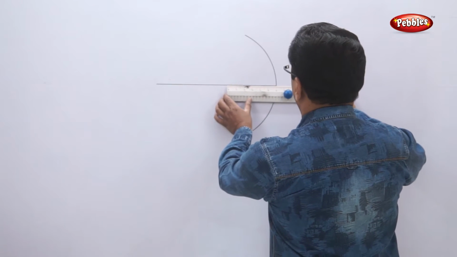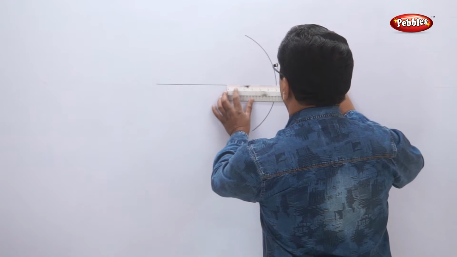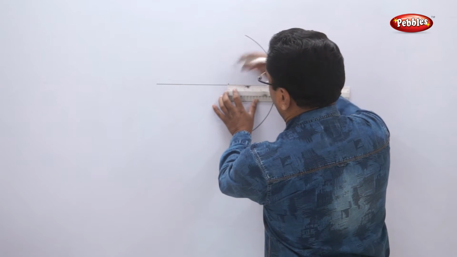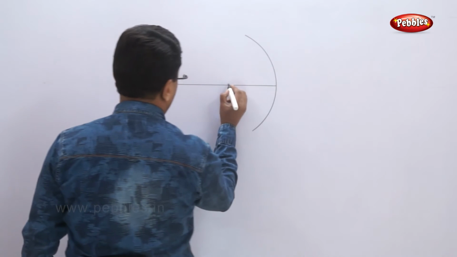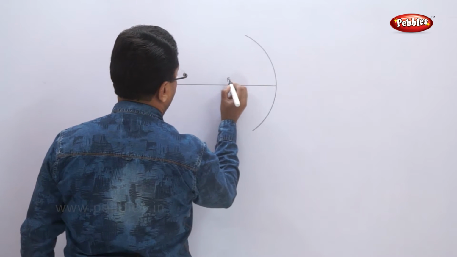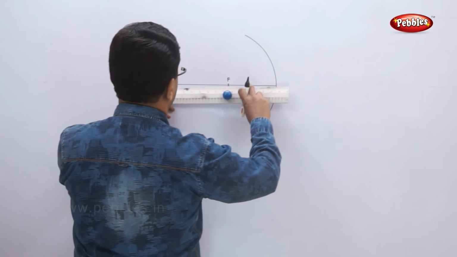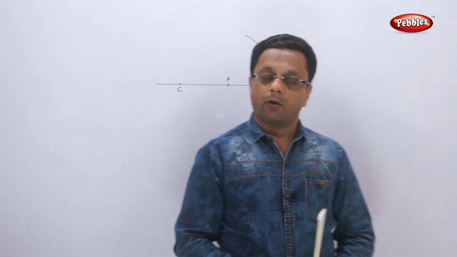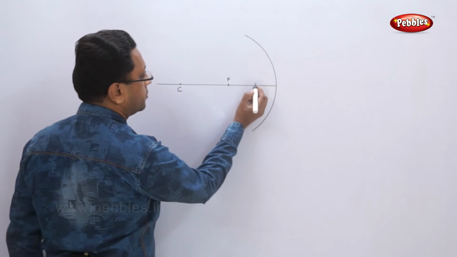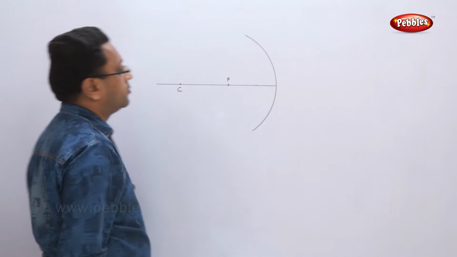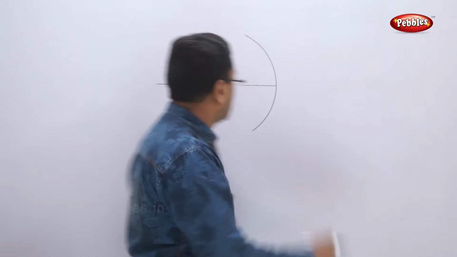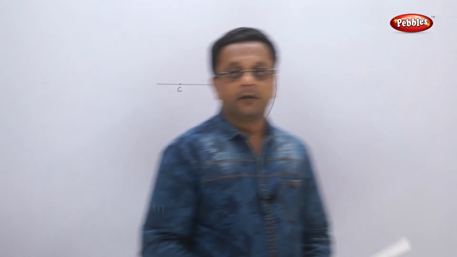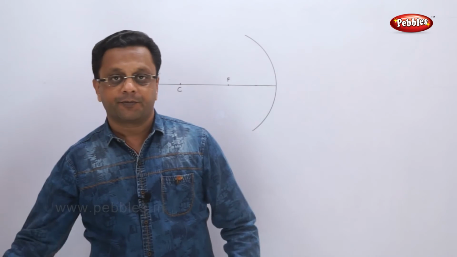You should take exactly the same distance from here. Suppose the point of focus is at 6 from here. This is F, then the same distance you take from F, that is C. This is your pole. Now you have got 2 points, one is your F and one is your C, center of curvature.